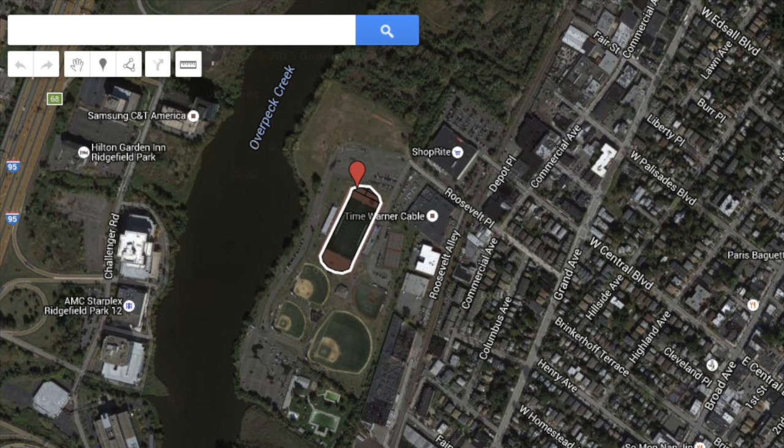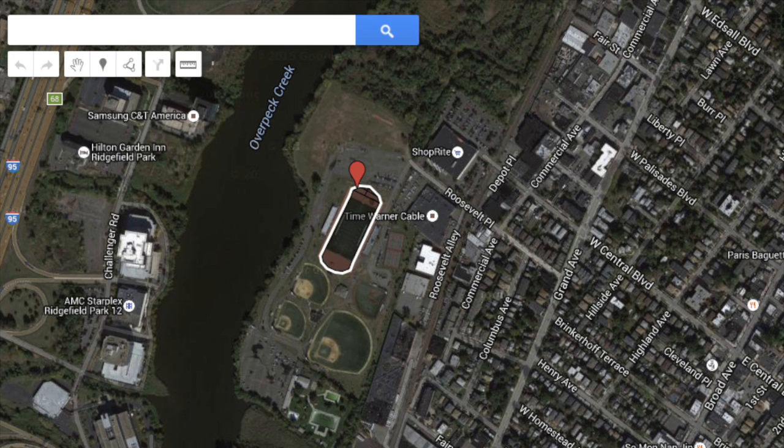Our objective for this project was to determine how many times we would have to run around the track at Overpeck County Park by Time Warner Cable to run 1 mile. We did this by using the perimeter of the track as well as using the arc length formula to calculate the length of the polygon drawn.